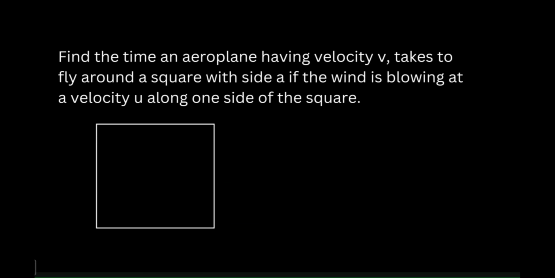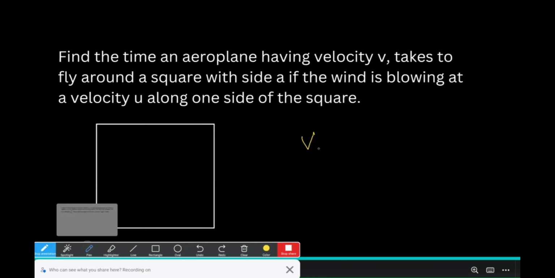So you have to find the time of an airplane having velocity v. The velocity of the airplane is given to you as v, and it is flying in a square, right? The side is a. The velocity of the wind blowing is given to you as u. You have to find the time to complete the square. They've given you the velocity of the aircraft with respect to wind as v, and the velocity of wind is equal to u. You have to cover this square path ABCD.